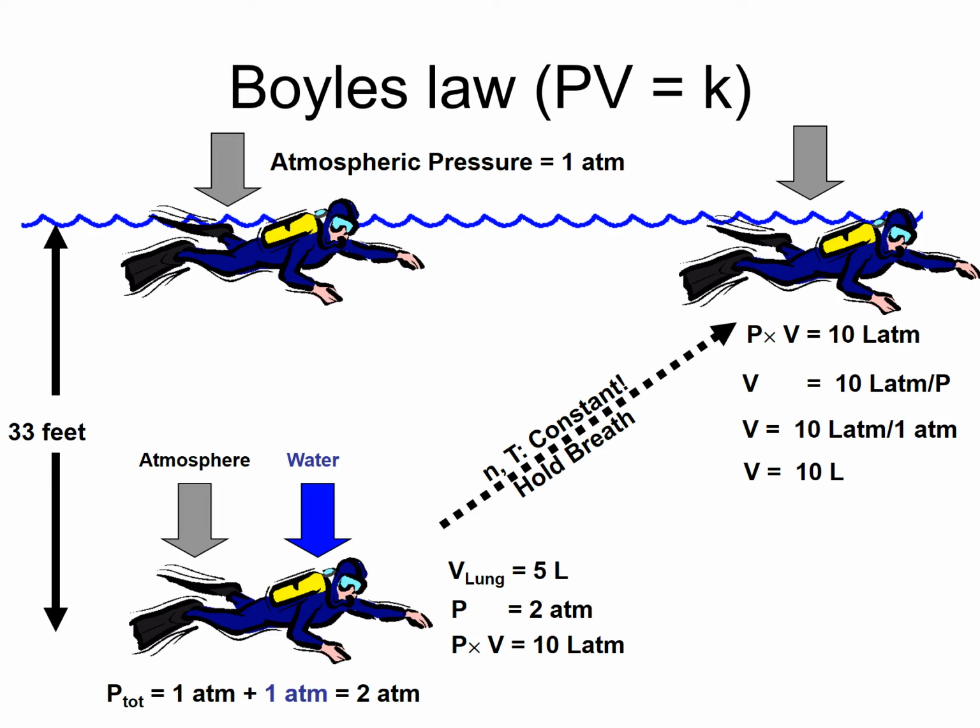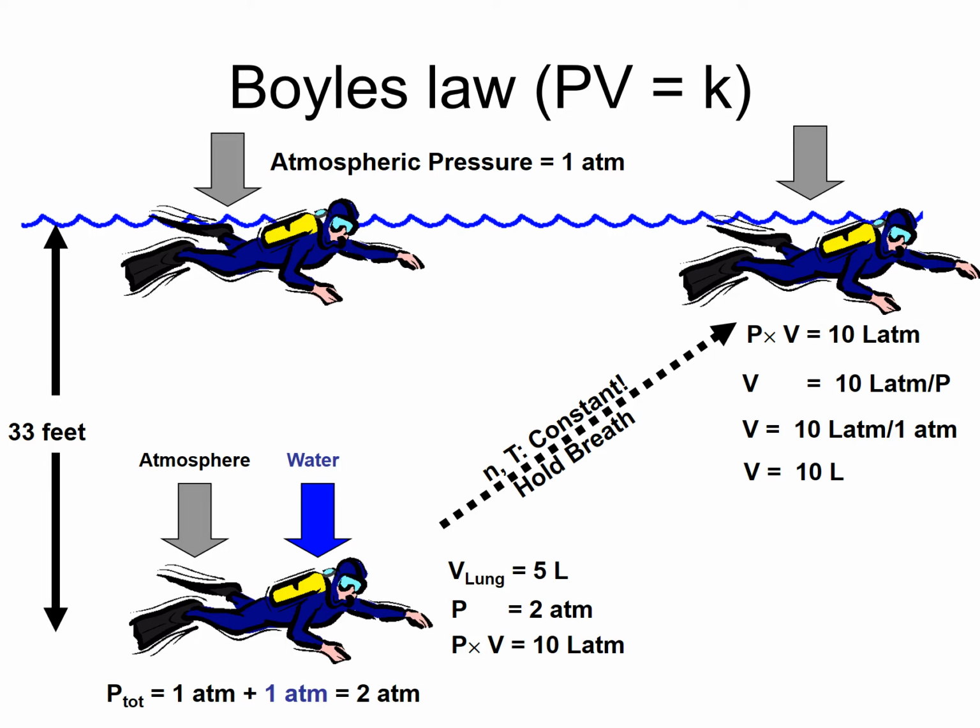Now wait a minute. We just said that the volume of the lung was 5 liters. Well, that was true. The normal adult's lung volume is about 5 liters. But by holding her breath, the scuba diver has put herself in a very dangerous situation. You see, by holding her breath, the number of moles of gas never changed. Air was not allowed to leave the lungs. But there was so much air in her lungs that on the way up, as the pressure around her decreased, the lungs were forced to expand. And they expanded from 5 liters to 10 liters. They doubled their size.